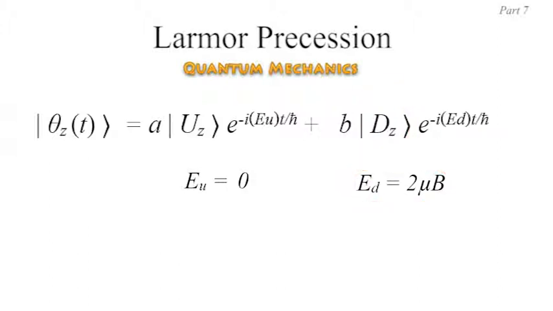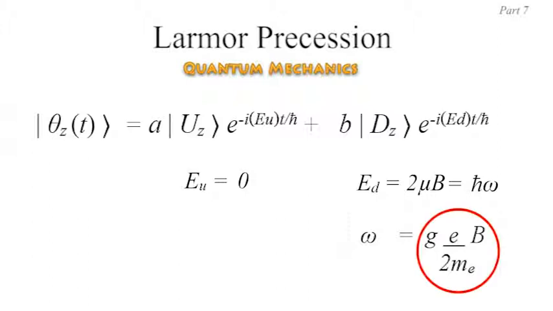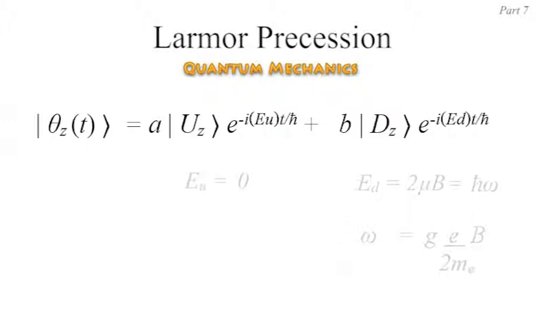It was also shown that the energy of the down state, 2 mu B, could also be written as h bar omega, where h bar omega was the energy needed to flip the spin from up to down, magnetic moment wise. The angular momentum would go from down to up, of course, for the negative electron, and it was shown that the angular frequency omega was given by geB over 2me. This happens to be equal to the Larmor frequency, but was shown independently to be this value.